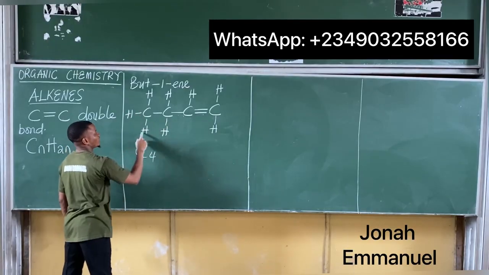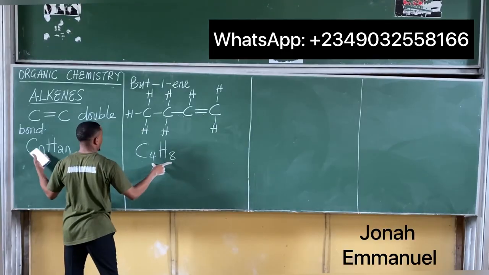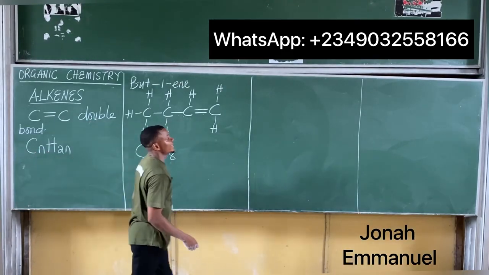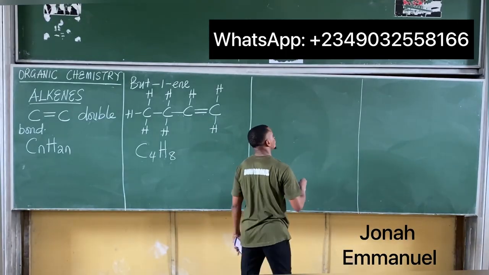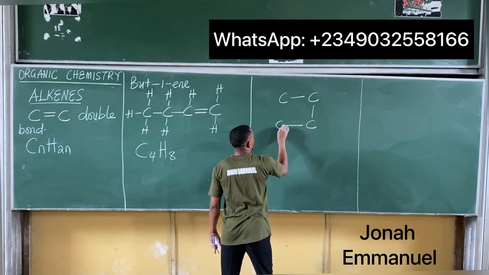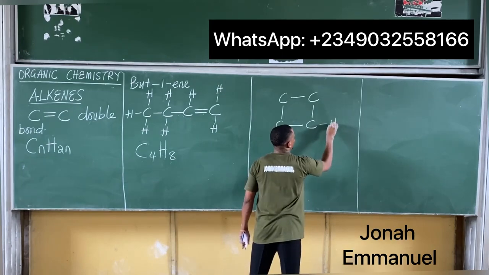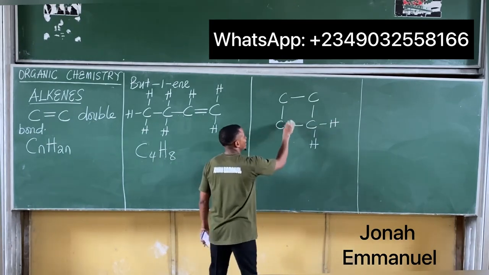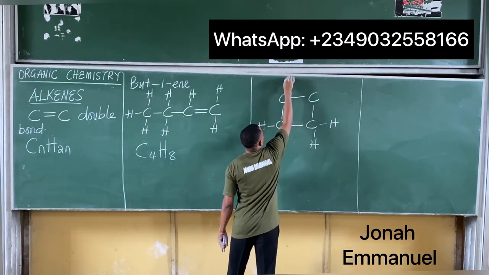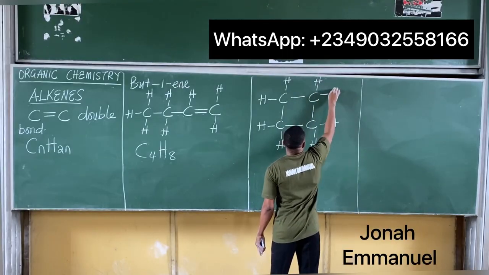But-1-ene is C4, with 1, 2, 3, 4, 5, 6, 7, 8 hydrogens, H8. It still satisfies this formula CnH2n: when n is 4, it becomes H into 2 times 4, which is 8. This one here is an isomer of cyclobutane. So this is cyclobutane, with 4 carbons.